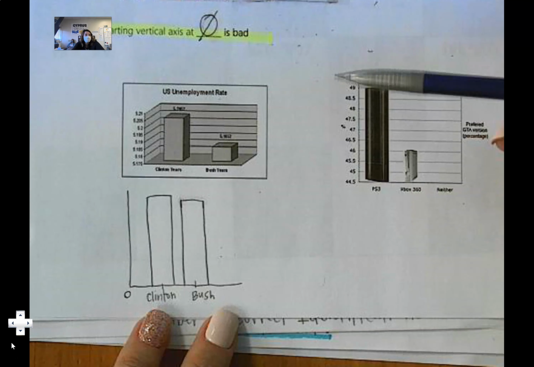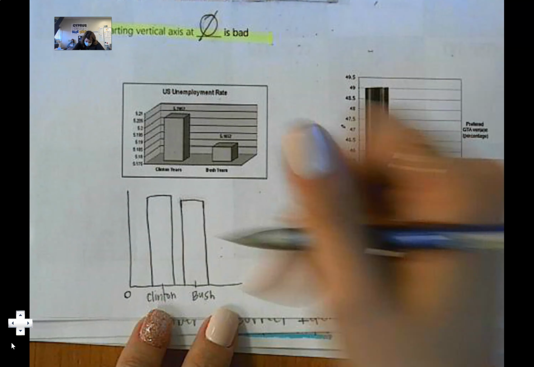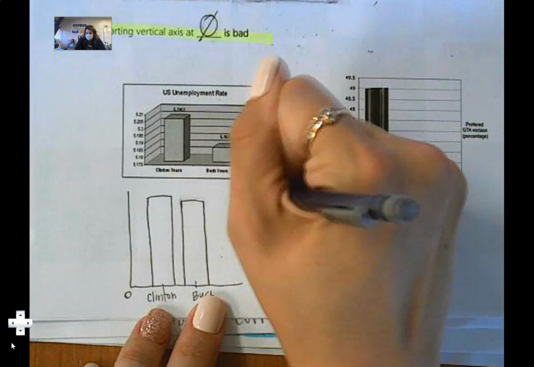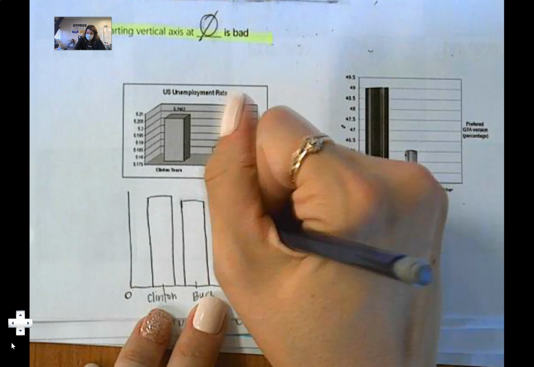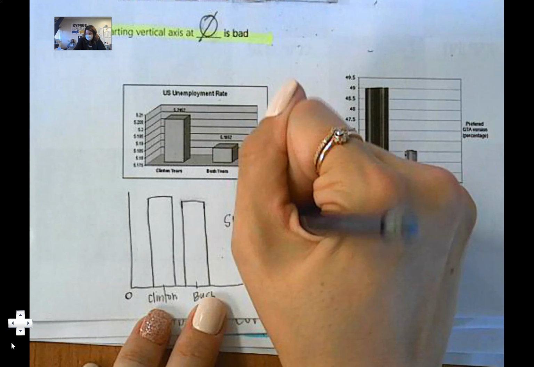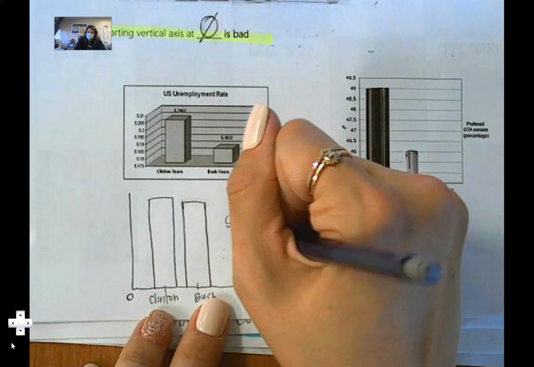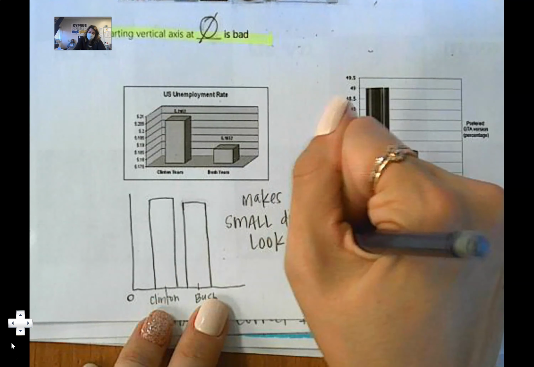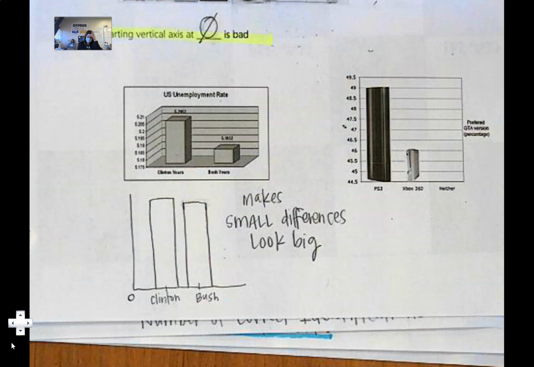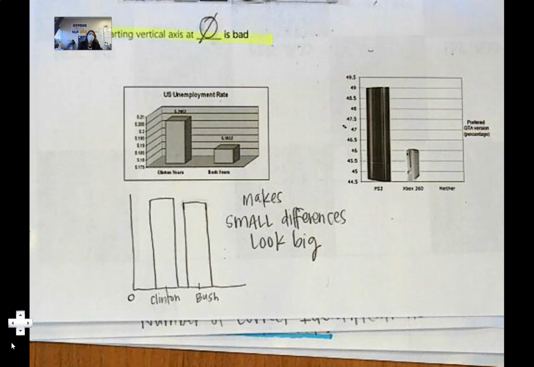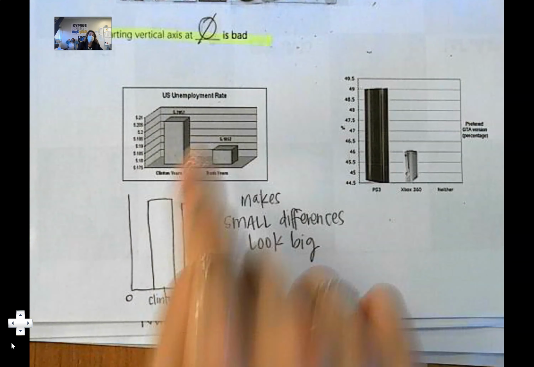Does that make sense what happened there? So this one makes small differences look big. There is a difference between the 2 presidencies, but it is not as big as this graph makes it out to be.